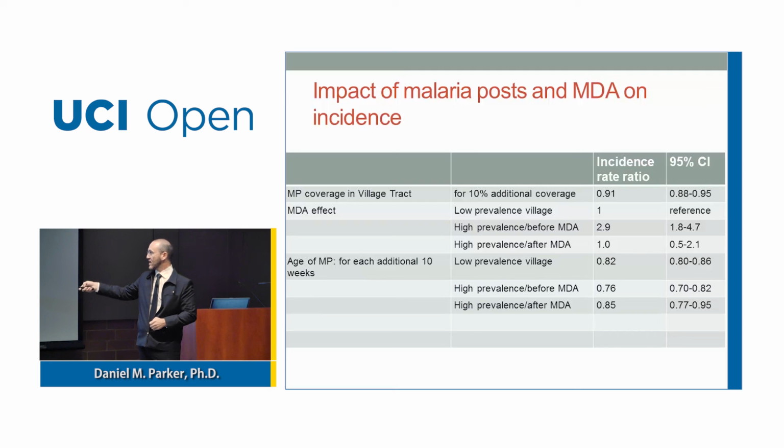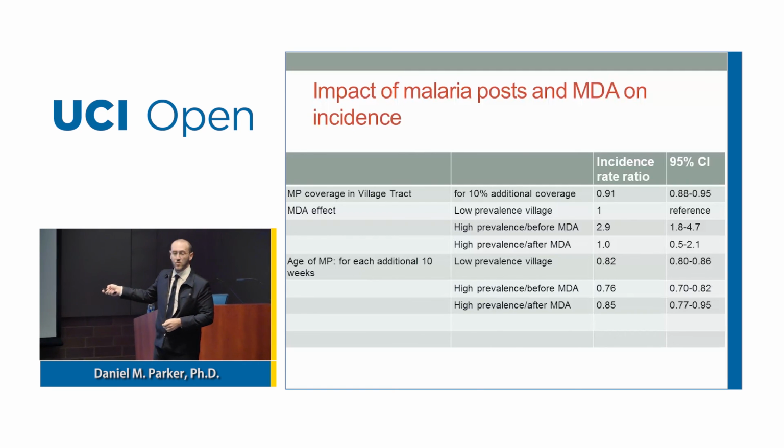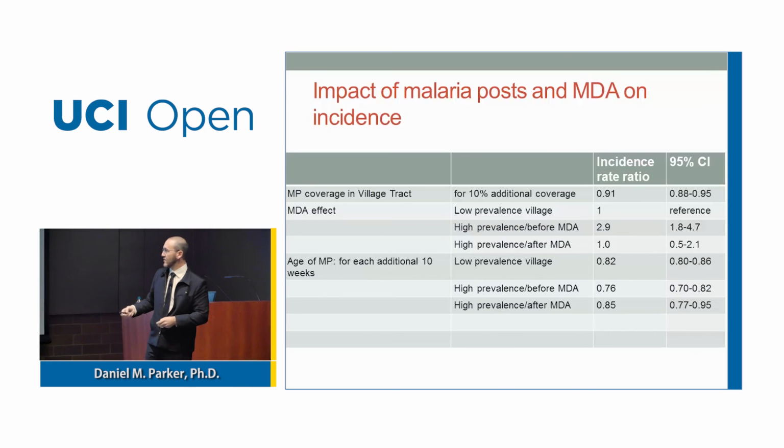And then for the malaria post, for each additional 10 weeks of being open in a low prevalence village, you get almost a 20% decrease in incidence for every 10 weeks that it's open. So that would keep going. And then in high prevalence villages before MDA, it's even a bigger impact, almost 25% decrease in incidence for every 10 weeks that it's open. And then after MDA, it kind of makes it act more like a regular village, like a low prevalence village.